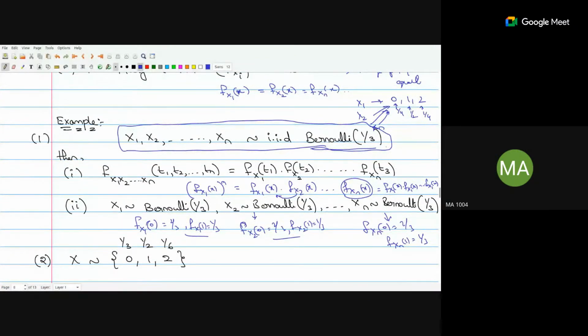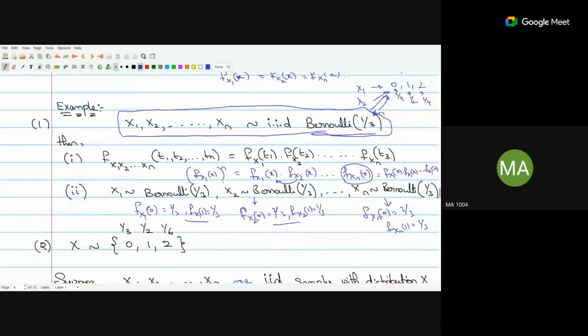If x1 is taking value 0 with probability 2 by 3, then all other random variables taking value 0 will have probability 2 by 3. Similarly, for every value in the range of x1, with its corresponding probability, all of x2 to xn will also have the same probabilities. It may not be uniform.